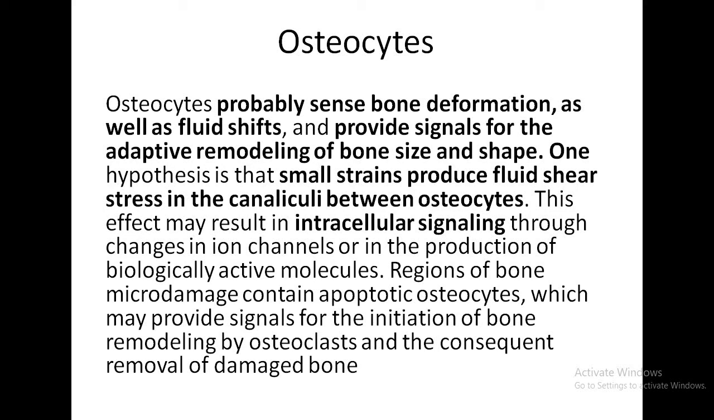Where there is bone microdamage, it contains apoptotic osteocytes. So this will provide signals for initiation of bone remodeling by osteoclasts and consequent removal of the damaged bone. So when there is bone damage, the osteocytes become apoptotic, and then they give signals to the osteoclasts for bone remodeling, and they remove the damaged bone.